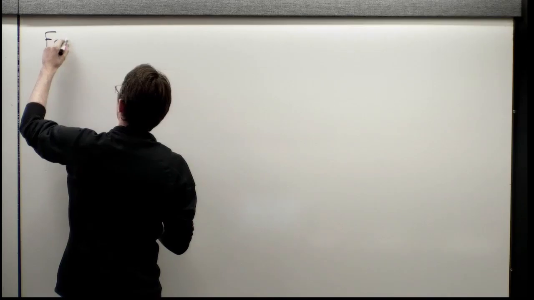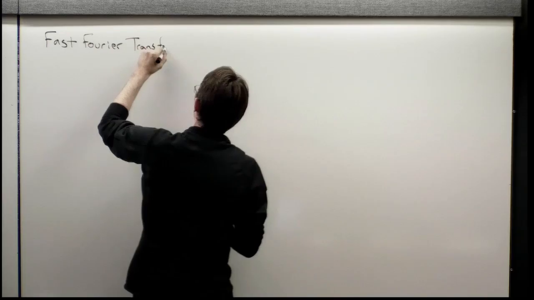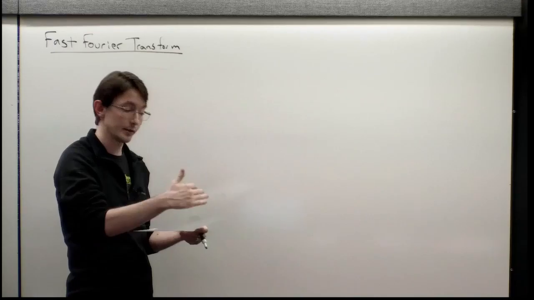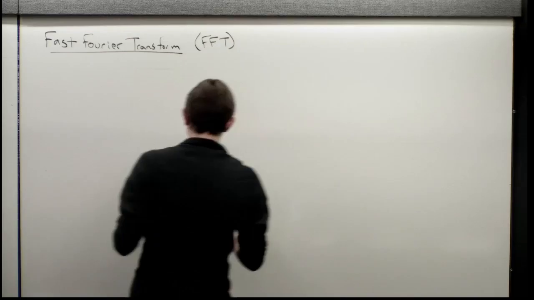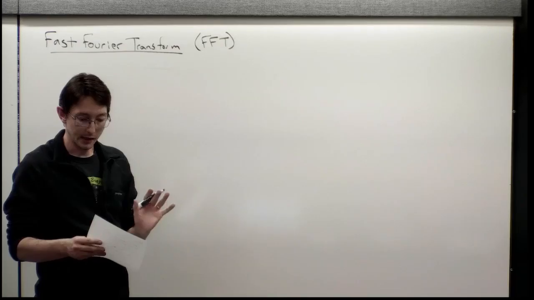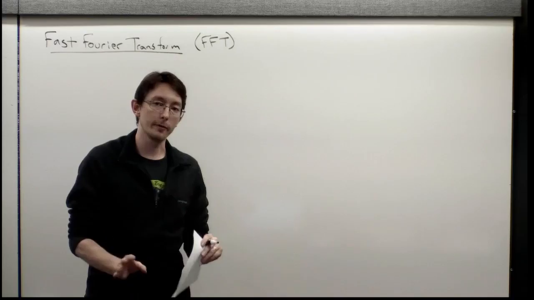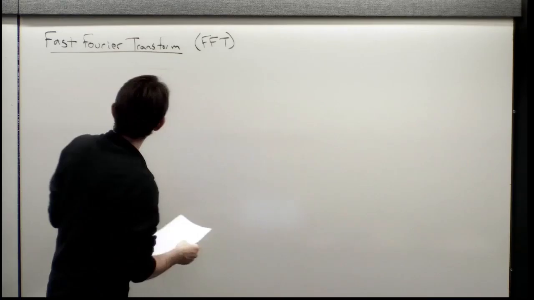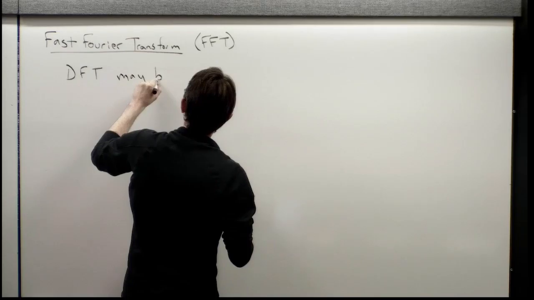Okay, fast Fourier transform. And of course, I will include all of my lecture notes in a PDF online so you can work through this at your own pace. The basic idea is that the discrete Fourier transform, that big matrix multiplication, can be performed much more efficiently if my number of samples is a power of 2. Okay, much more efficiently.